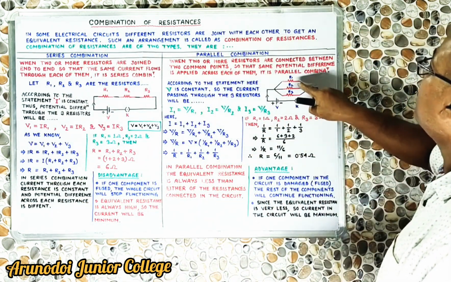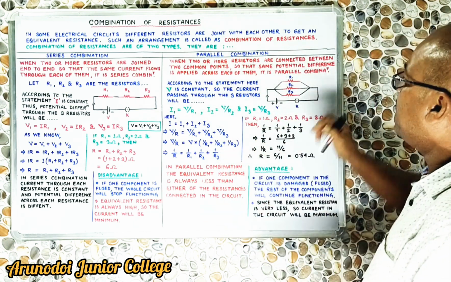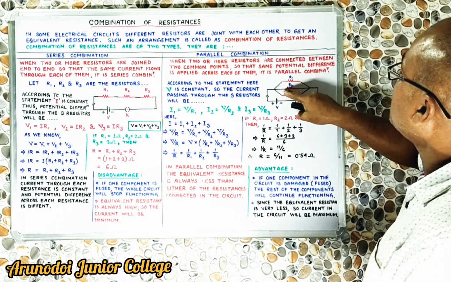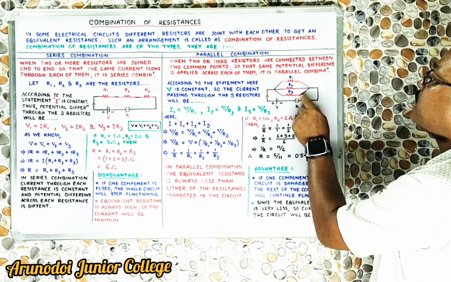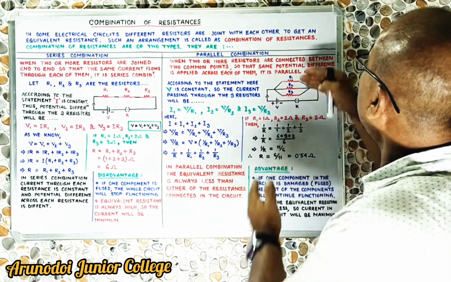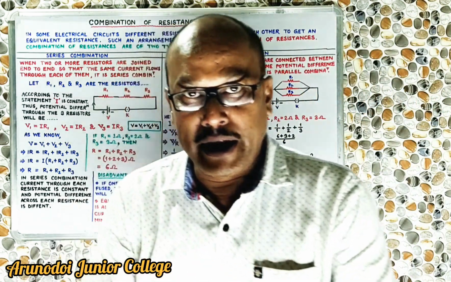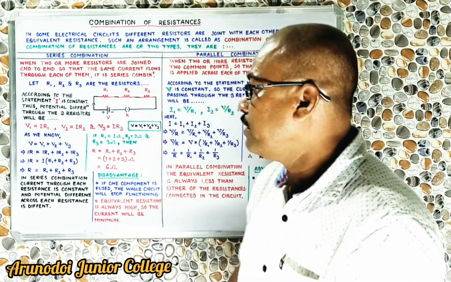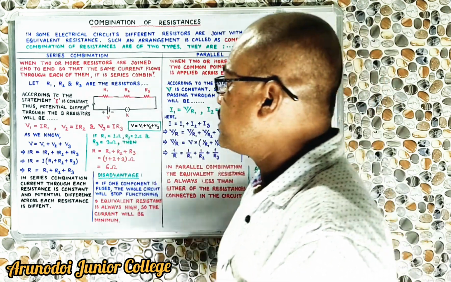And here what is done? R1, R2 and R3, we are placing these resistors in parallel. Then these are all positive terminals, and all the positive terminals are connected at this common point, and these are the negative terminals, and they are also connected at this common point. In this way, when the resistors are connected, we call this combination of resistors a parallel combination of resistors.